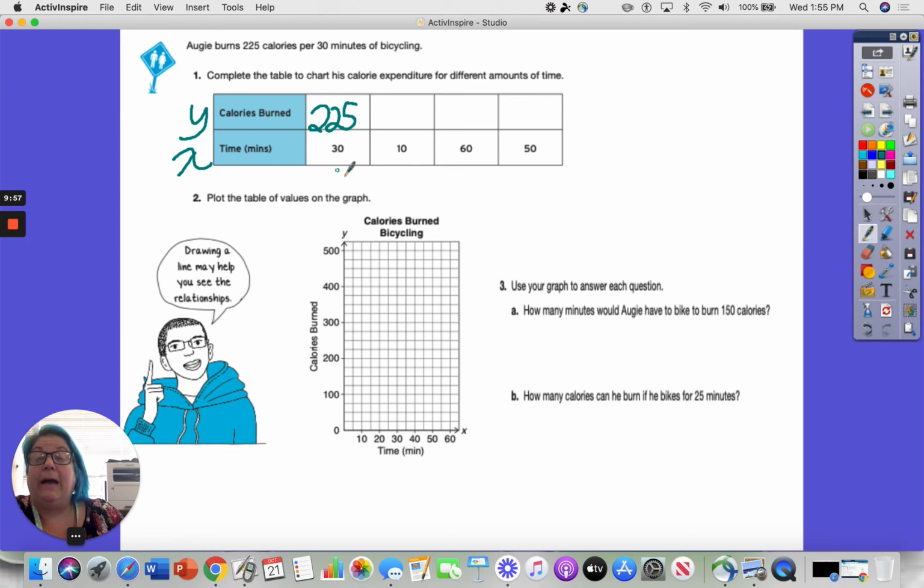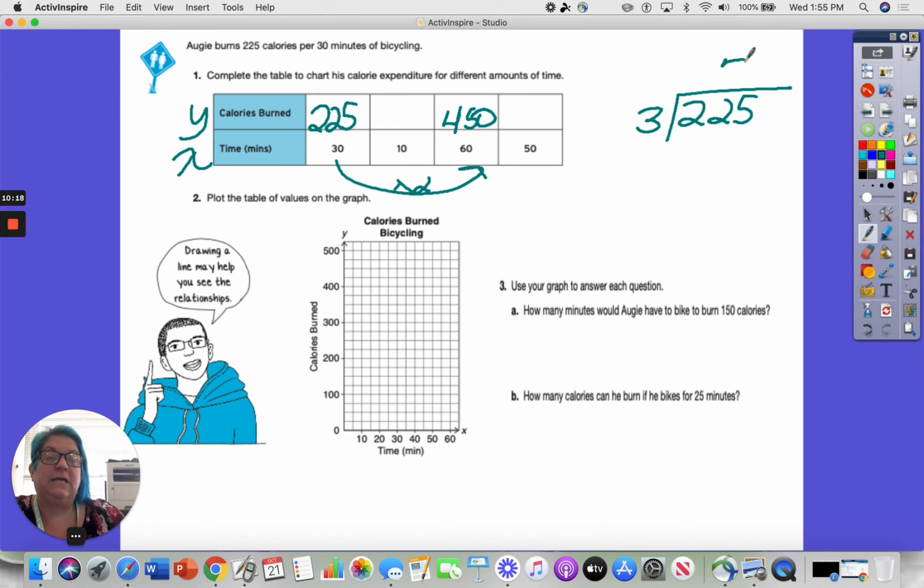So I'm going to go here to here because I don't want to divide by 3 right now. That's messy. So I'm going to go here to here, and I know that this is times 2, so I need to double this, and that's 450. Now, to go from 30 to 10, I do have to divide by 3, so I'm going to do that off to the side, and I get 75.